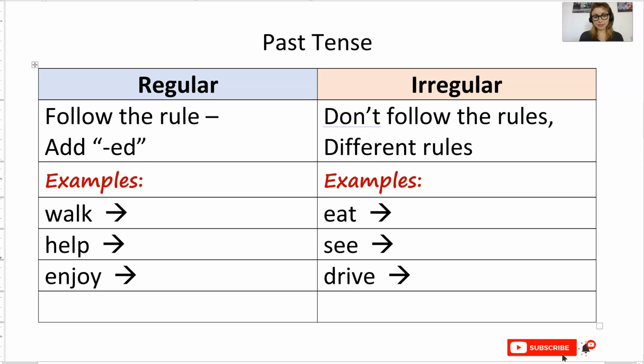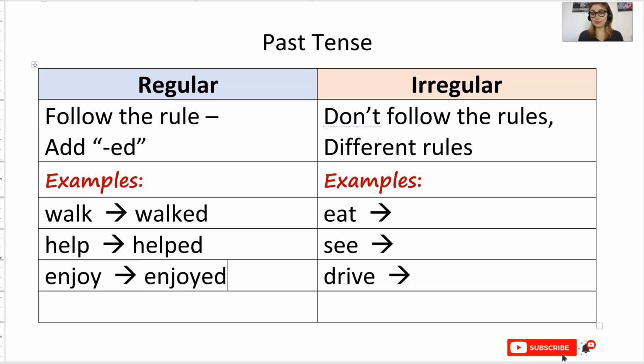Here we have some new examples. We have the word walk. Change it to past tense. Walked. Here we have help. Change it to past tense. Helped. Here, enjoy. Change it to past tense. Enjoyed. Very good. All we did was very simple: we added ed. Everything here on the left side, the blue side, is regular verbs. They do follow the rule.